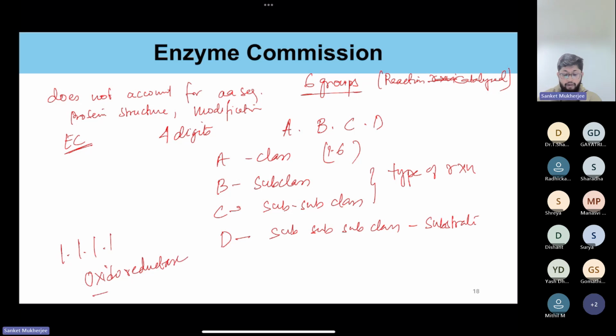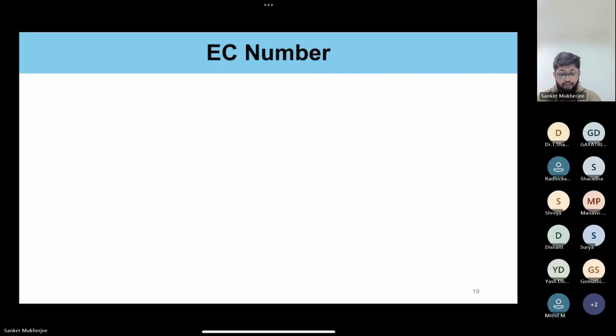Oxidoreductases are enzymes which essentially cause redox reactions, basically reduction, oxidation, those kind of reactions.